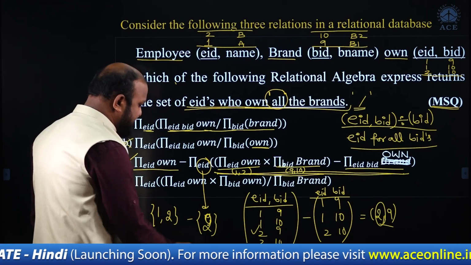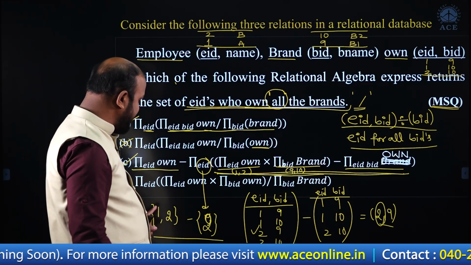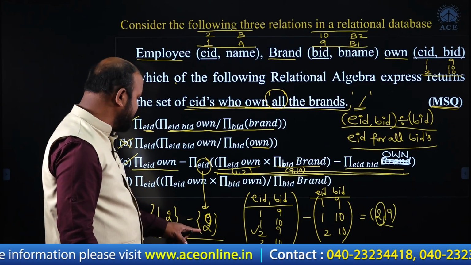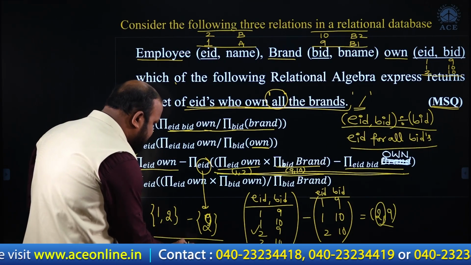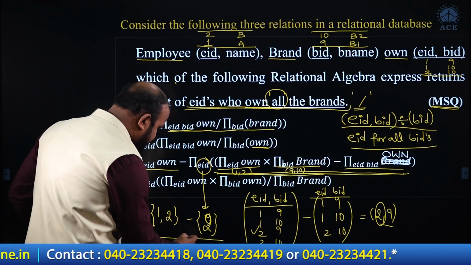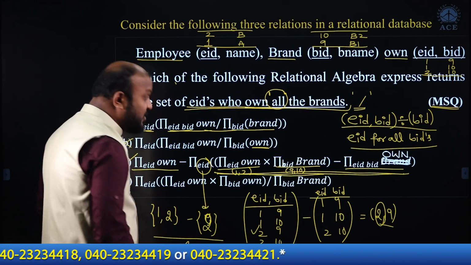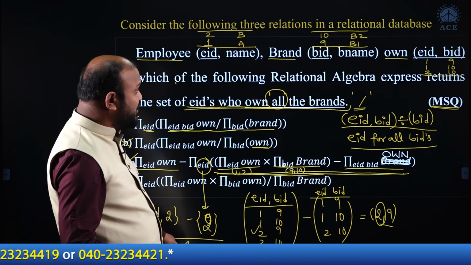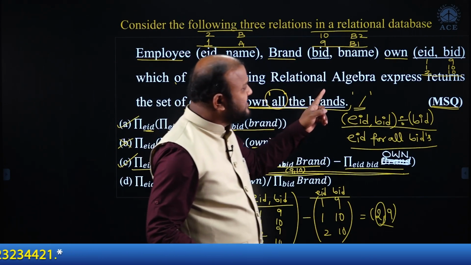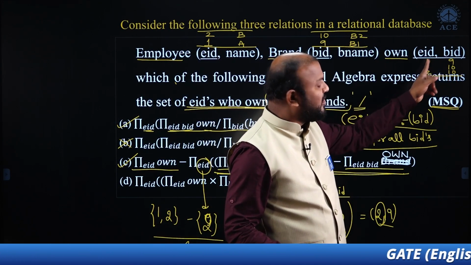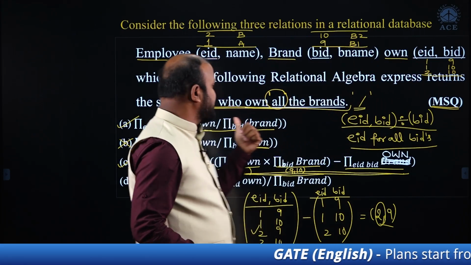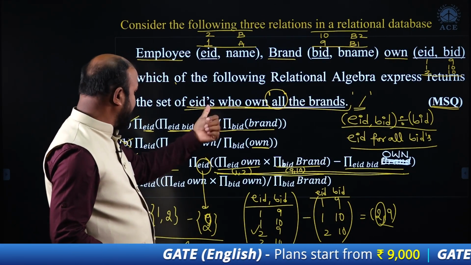What does minus say? Just now we have understood. It says the value should be there in the first instance but not in the second instance. 1 is there in the first instance but not in the second instance. So EID 1 is in the output. Who is EID 1? EID 1 is the employee who owns all the brands. It is satisfying the query.